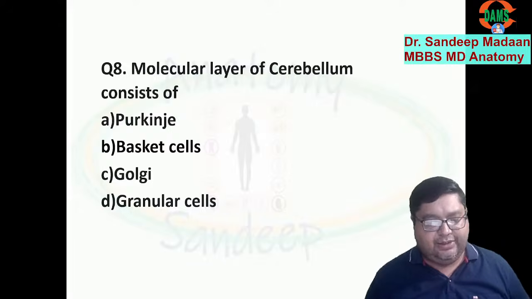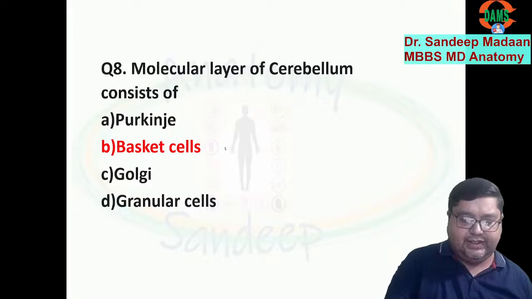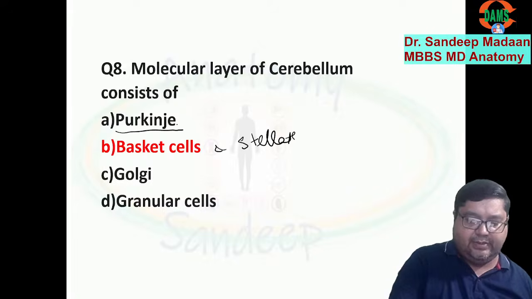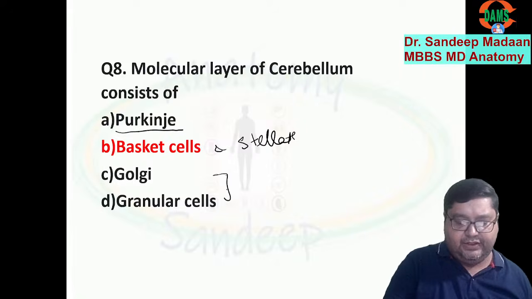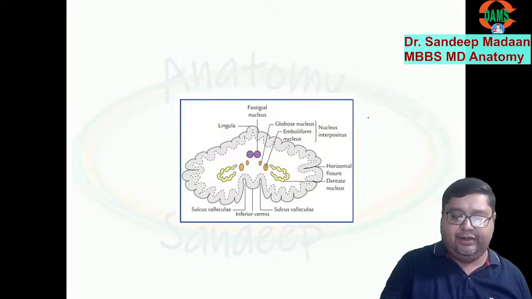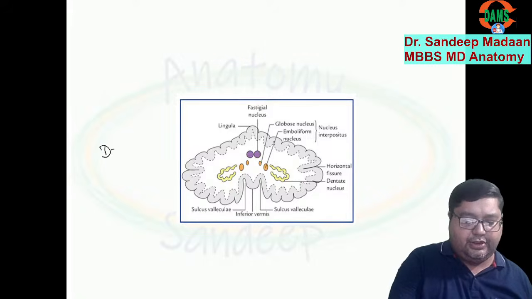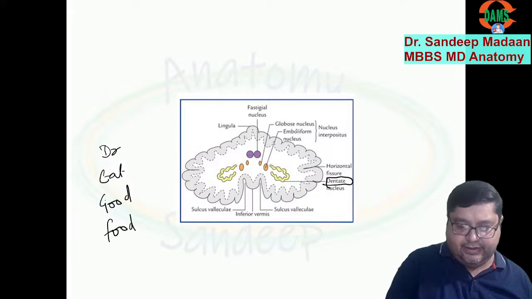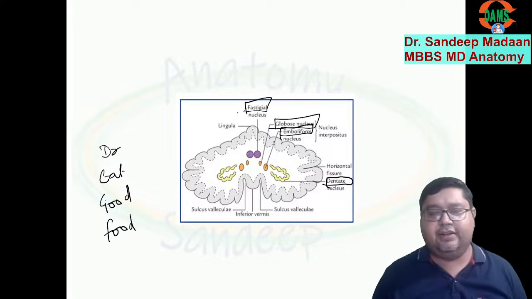Molecular layer of the cerebellum consists of what? Answer is basket cell and stellate cell. This is very important. We need to know which cell is present where. Purkinje cells are present in the Purkinje layer, and granule cells are present in the granular layer. Okay. And what are the deep nuclei? We have the mnemonic. What is our mnemonic? Doctors eat good food. So dentate, emboliform, globose, and fastigial. Is that all okay?